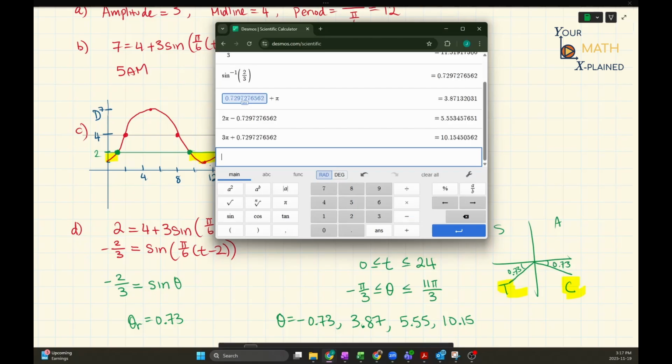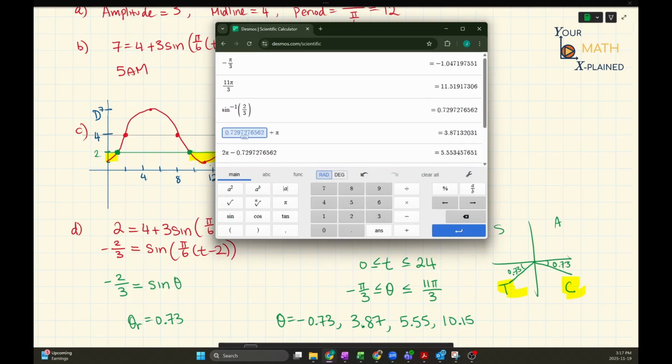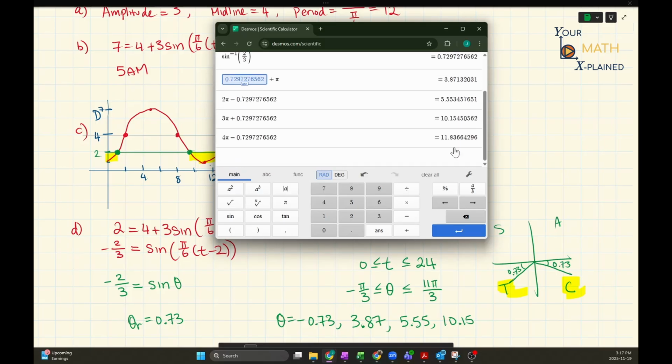So the one after is going to be 4 pi minus 0.73. So 4 pi minus 0.73. And that is 11.83. But our domain ends at 11.52, which means this number is now outside of our domain, which means it's not part of our solution. So now we have these four numbers.